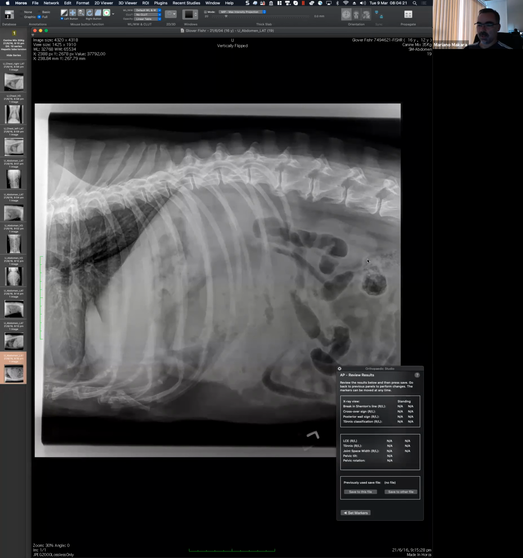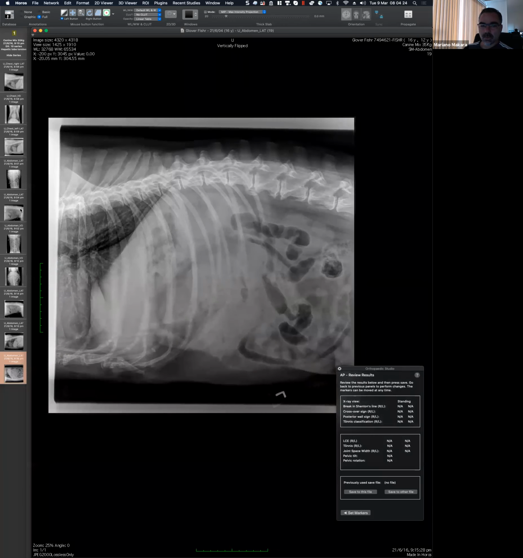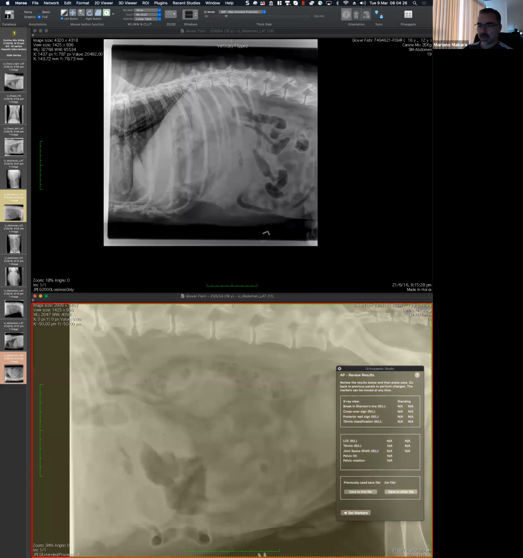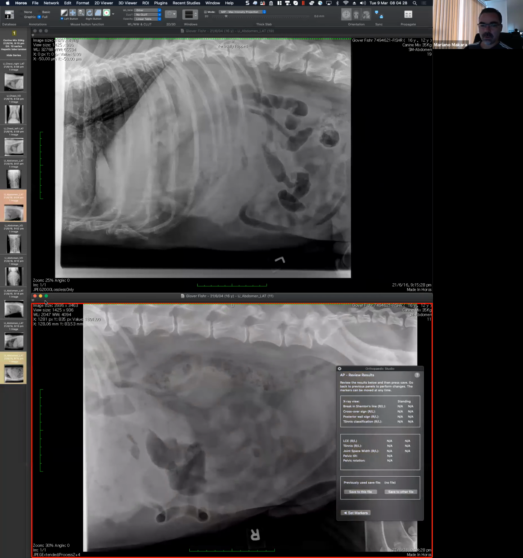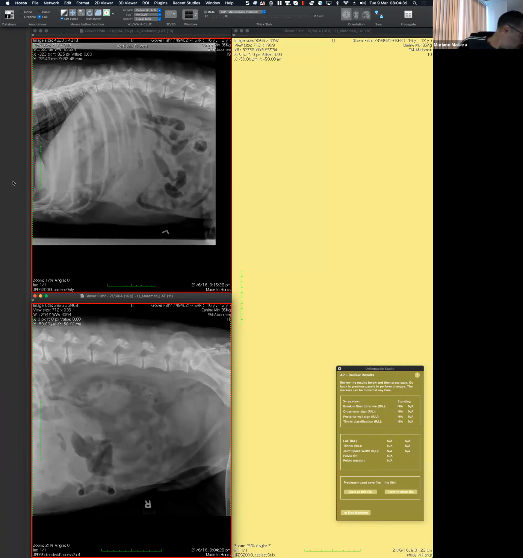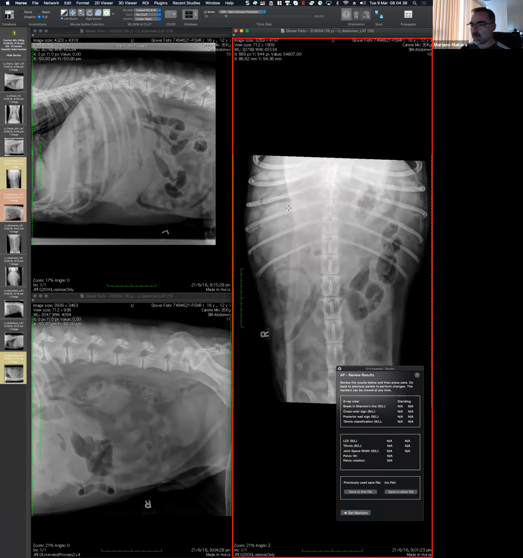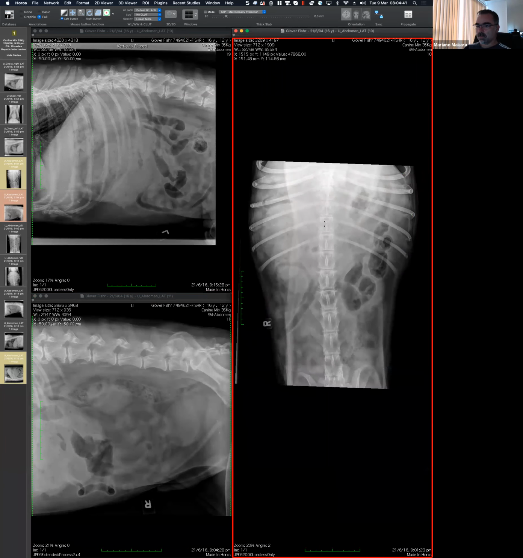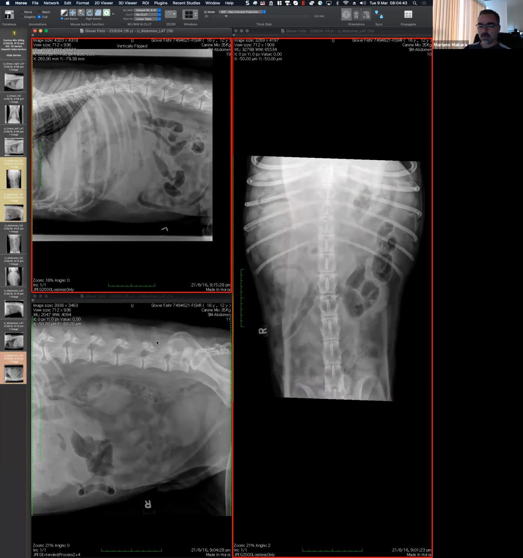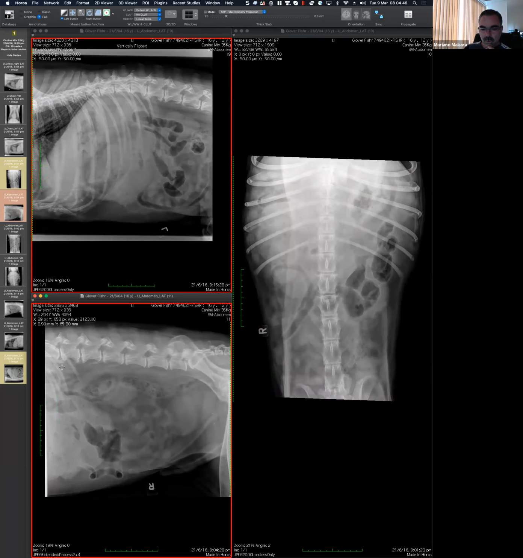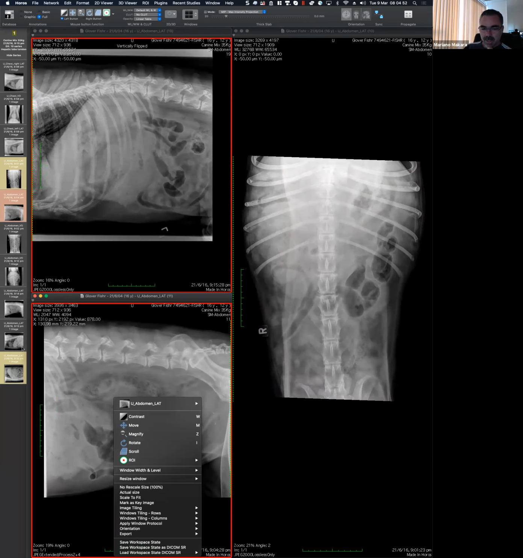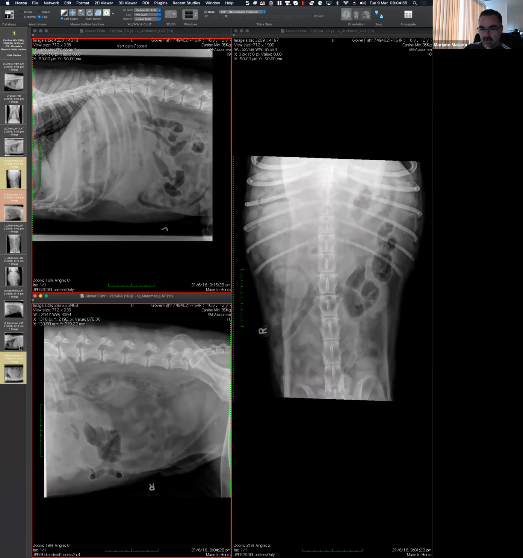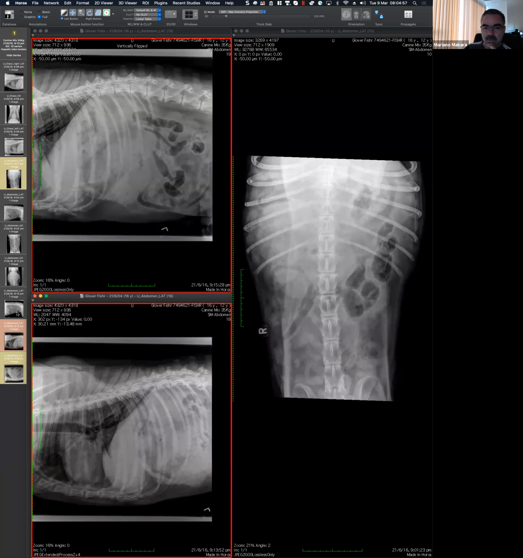There were a bunch of images available. I'm going to select 2 or 3. Maybe we can have a left lateral, right lateral, and then a VD. There we go. And if you want me to go through, I don't know if this one is, I mean, the cranial abdomen is not included, but we have the cranial abdomen in this radiograph. Oh, but that's a left lateral. Let me see if this is a right lateral.